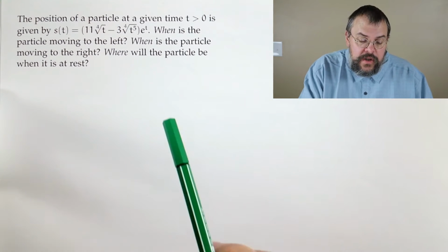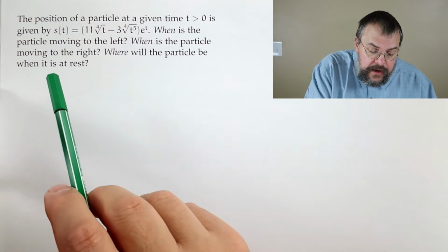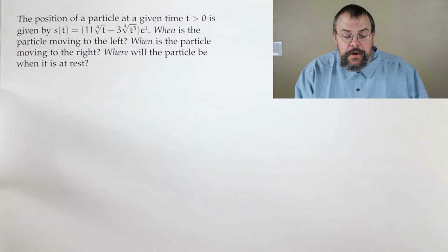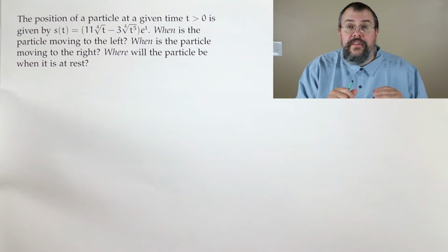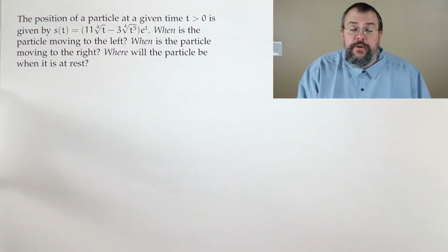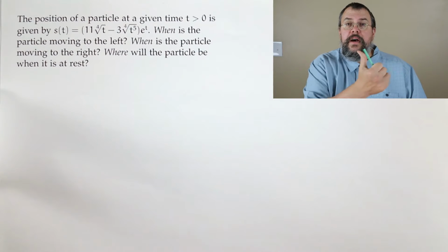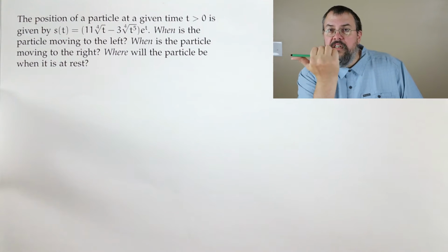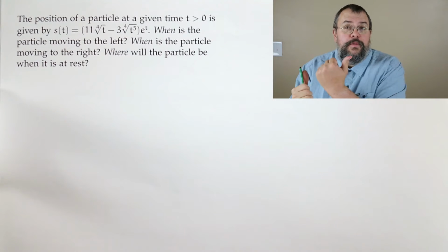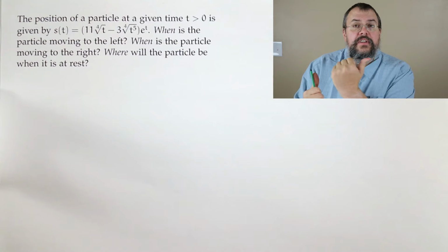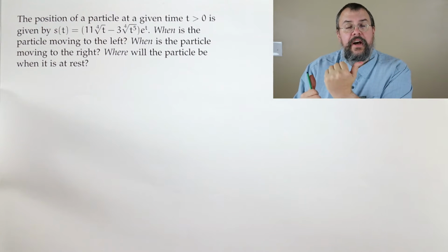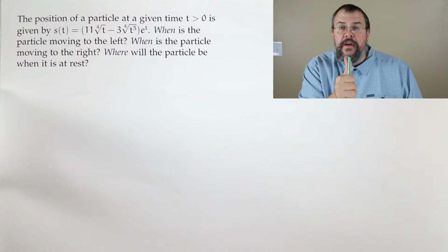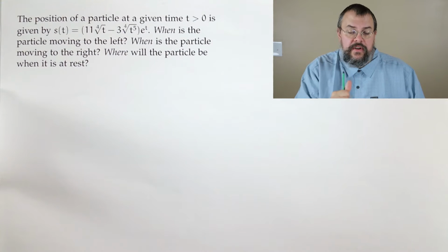So there are some questions. When is the particle moving to the left? When is the particle moving to the right? And where will the particle be when it is at rest? So we need to remind ourselves, what does it mean to be moving to the left? So when we're moving to the left, the position is decreasing. When we're moving to the right, the position is increasing. So my values are going in a positive direction. When we're not moving, well, position is neither increasing nor decreasing.